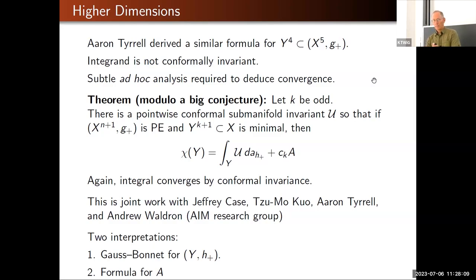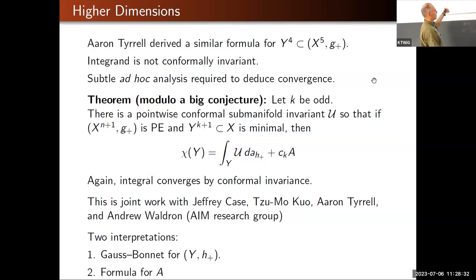Okay, so question, yeah? I'd like to interpret this as Gauss-Bonnet. Is there any connection between this U and the usual integrand for the Gauss-Bonnet? Yeah, so it's a good question. I think the answer is there's not a direct relationship.